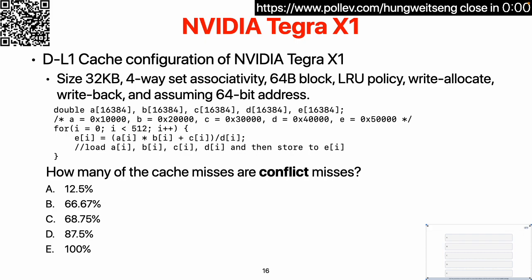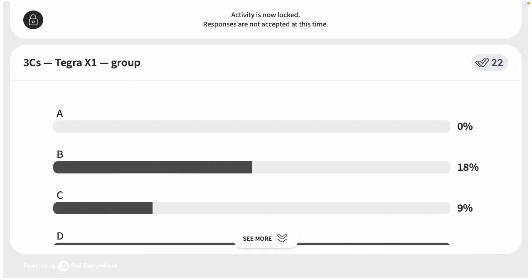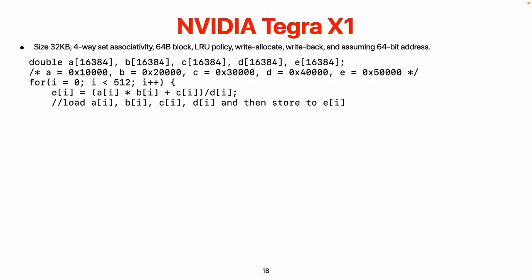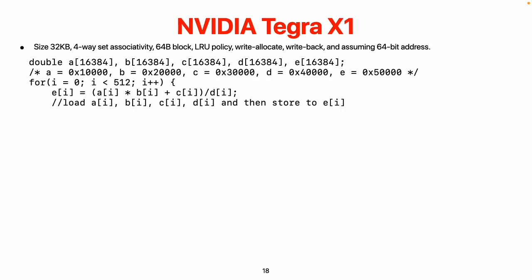All right. So after discussion, okay, so we have 36% of you think it's D, 36% of you think it's E. So it's D or E. D means 87.5, E means 100%. So let's walk through it. Since we have half and half.